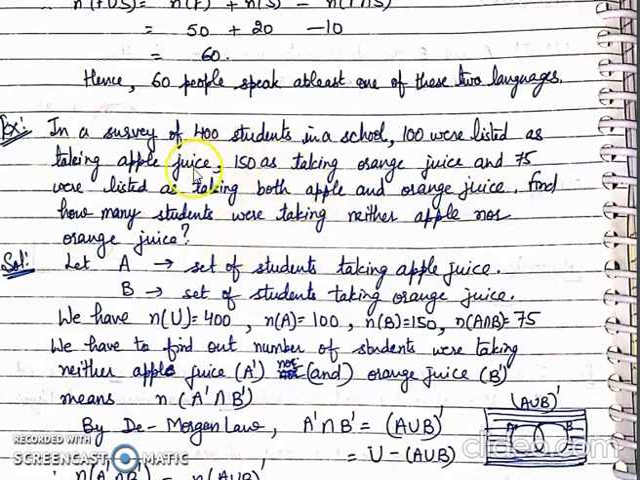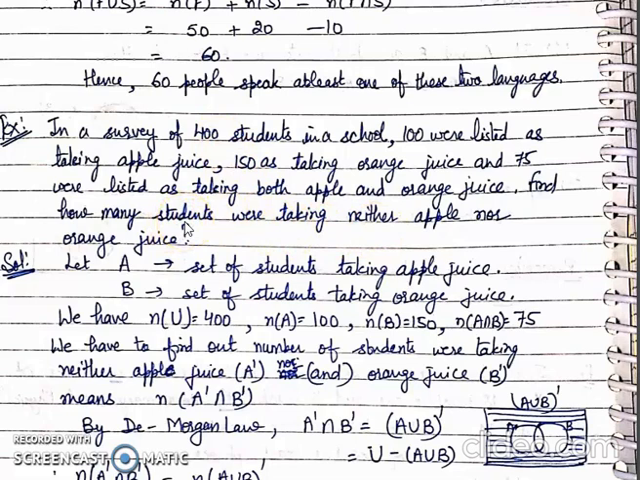So here, instead of taking A or O, we take A as the set of students taking apple juice and B as the set of students taking orange juice. Here there are 400 students, and not all of them take juices, meaning apple or orange. Some take apple, some take orange, some take both and some take neither. So 400 is not their union. 400 is the universal set, because among these 400 students, some take neither apple nor orange juice.